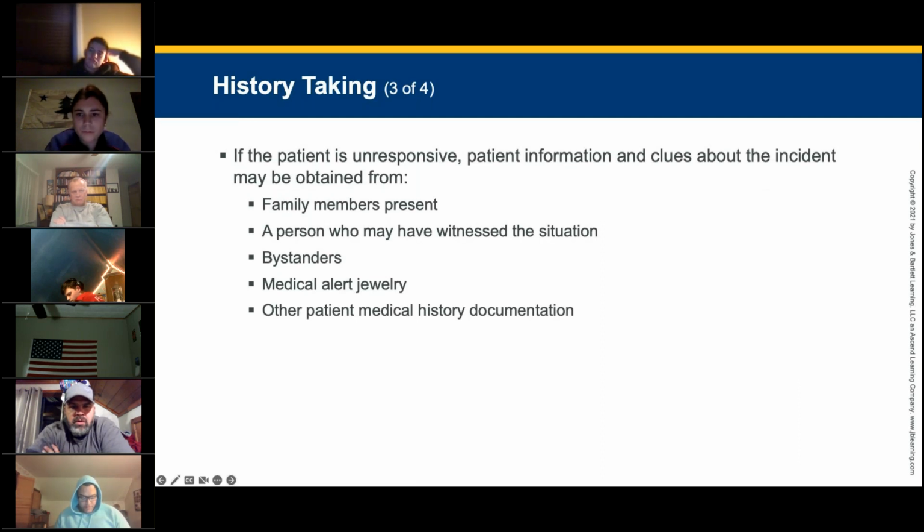If your patient's unresponsive, it might be hard to get a history from them. But this is where you can become kind of a detective. Is there anybody else there? Do they know the person? Do they know anything about them? Somebody may have witnessed what happened. Bystanders might know something about them. They might have medical alert jewelry.